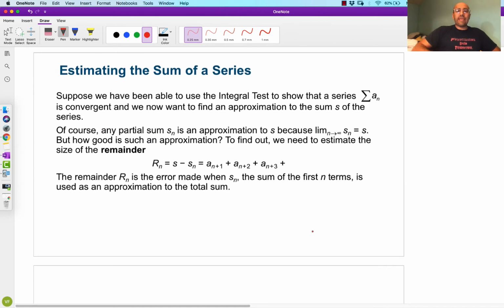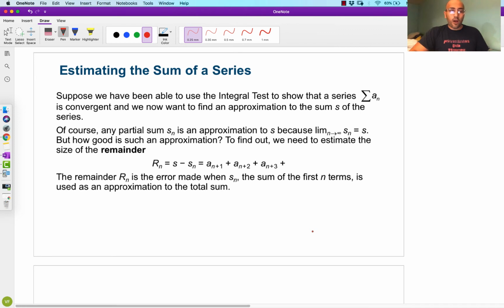Suppose that we have been able to use the integral test to show that the series a sub n is convergent, and we now want to find an approximation to the sum s of the series. Of course, any partial sum s sub n is an approximation to s, because the limit as n goes to infinity of s sub n equals s. But how good is such an approximation? To find out, we need to estimate the size of the remainder, the part that's left over, right?